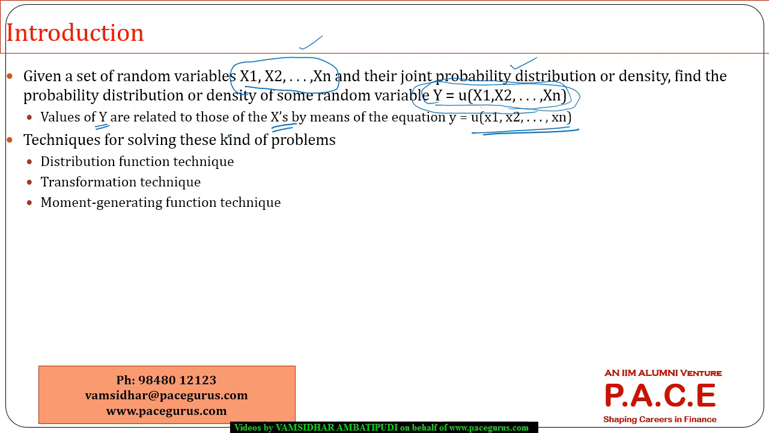But wherever we have to solve these kinds of functions, we generally talk about three major techniques, especially if I am interested in finding their densities or distribution functions. I can use either a distribution function technique, or a transformation technique with one variable or several variables, or I can very well use a moment generating function technique. So we'll go one by one.